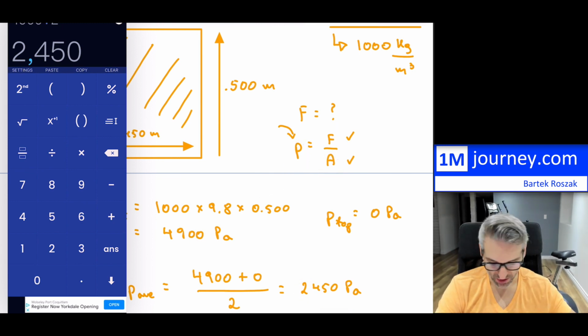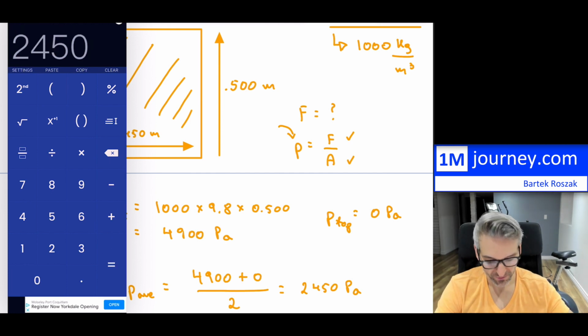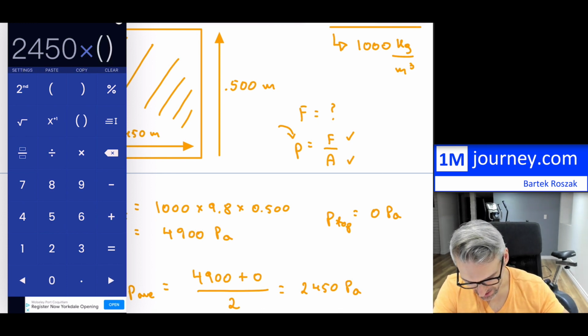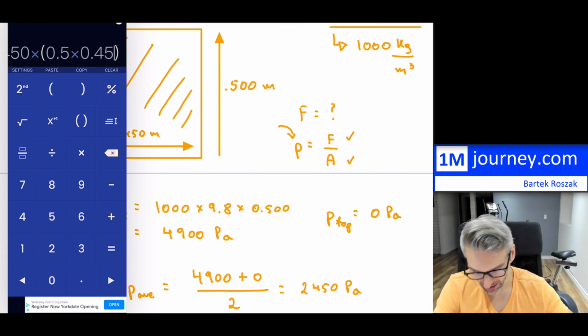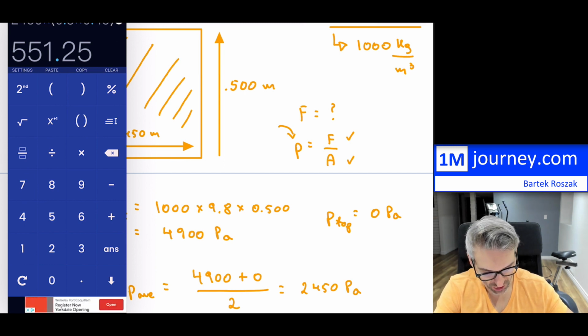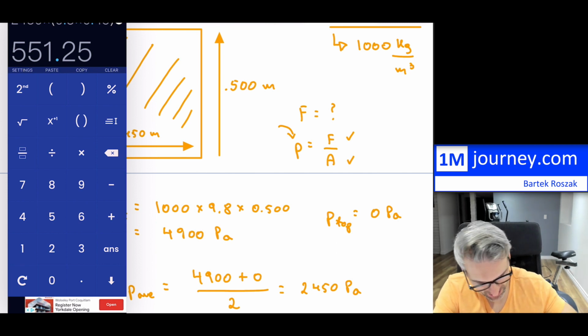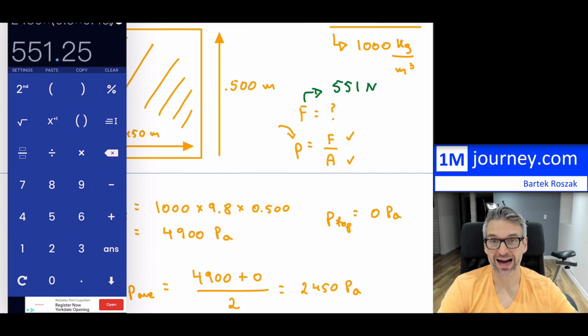So that's why I guess maybe this was a challenge question. If I go back in here, here's my pressure, and I want to multiply it by my area. My area is 0.5 times 0.45, the surface area overall. This is what we get in terms of the force, in newtons. So 551 to three significant figures. That force, 551 newtons, is on average, of course.